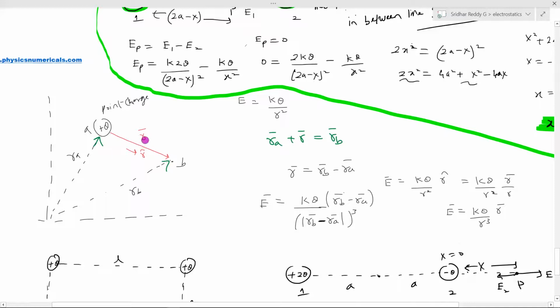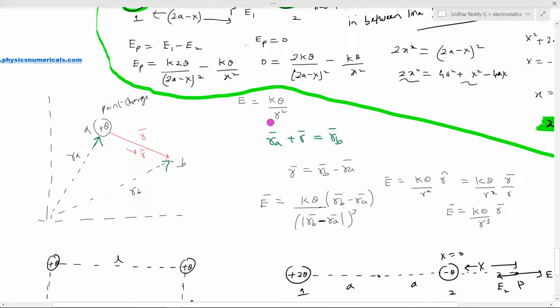So now what is the direction of E bar? The direction of E bar will be R cap. And what is R cap? Unit vector directed along the R bar. So here we'll write the vector form. RA bar plus R bar should be equal to RB bar. So finally, R bar is equal to RB bar minus RA bar. Then KQ, this will be.